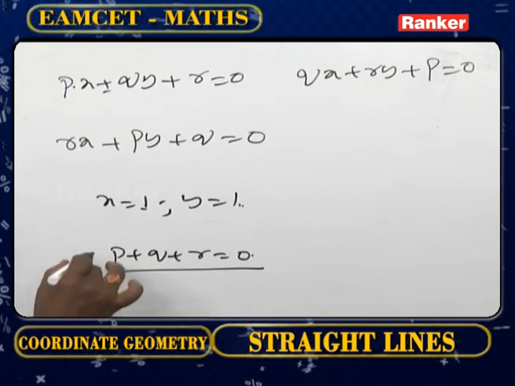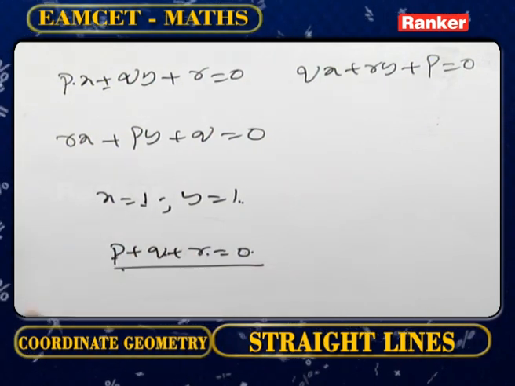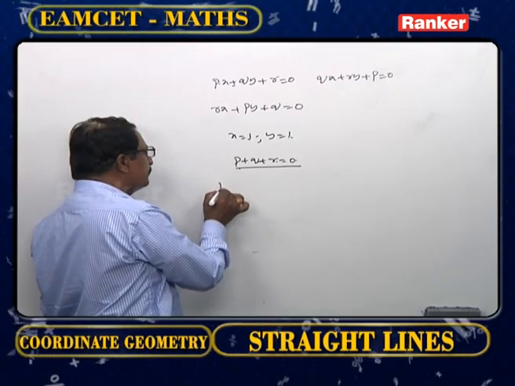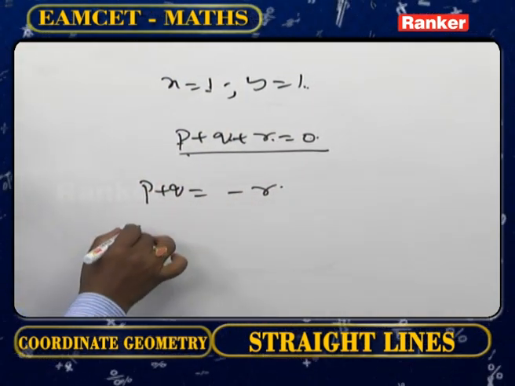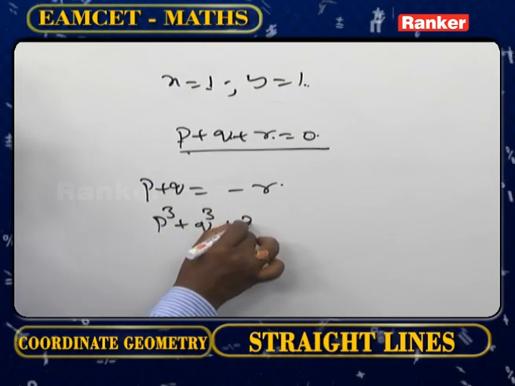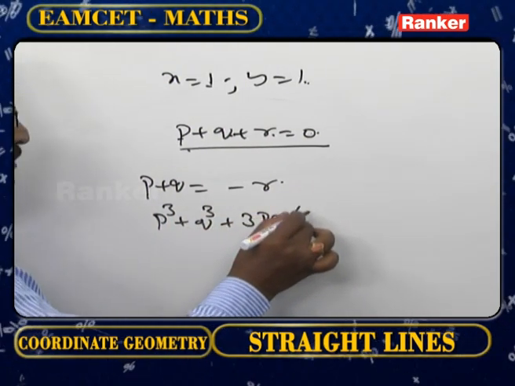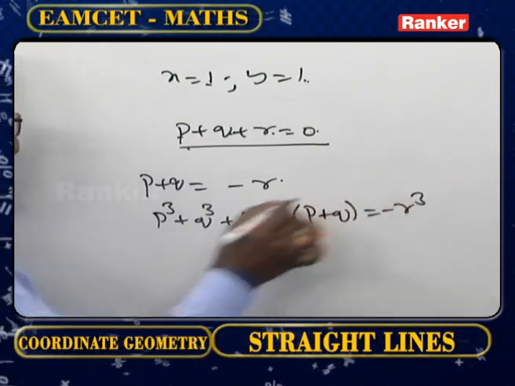Now the first option may be correct. Now p plus q plus r equals 0, so here p plus q equals minus r. Now cubing on both sides, p cube plus q cube plus 3pq into (p plus q) equals minus r cube.